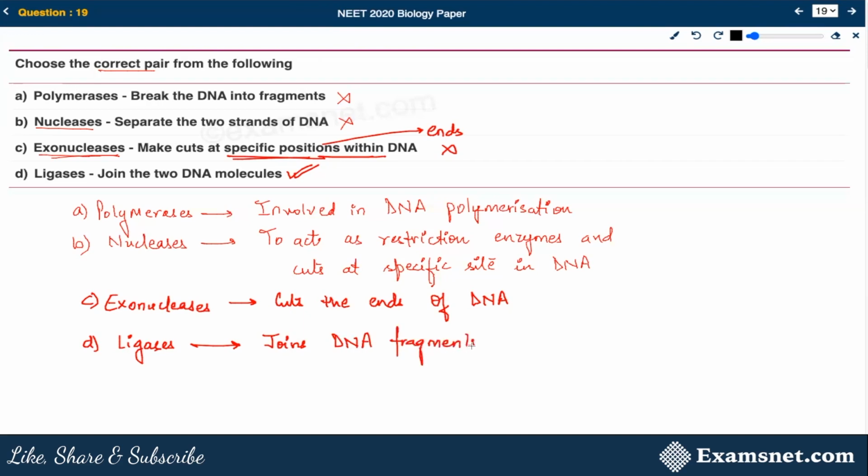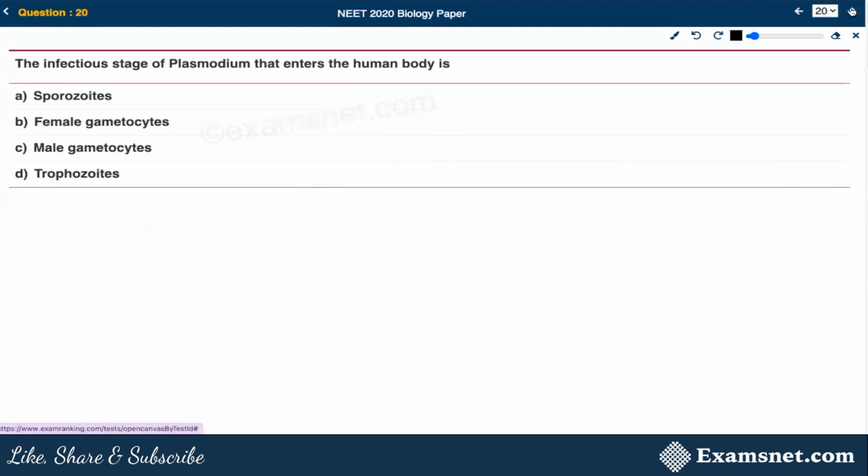It is responsible for joining the DNA fragments, or two DNA molecules, you can say. Clear? So the correct answer turns out to be option D, which is ligases. All right. Now, let's move on to the next question, which is question number 20.